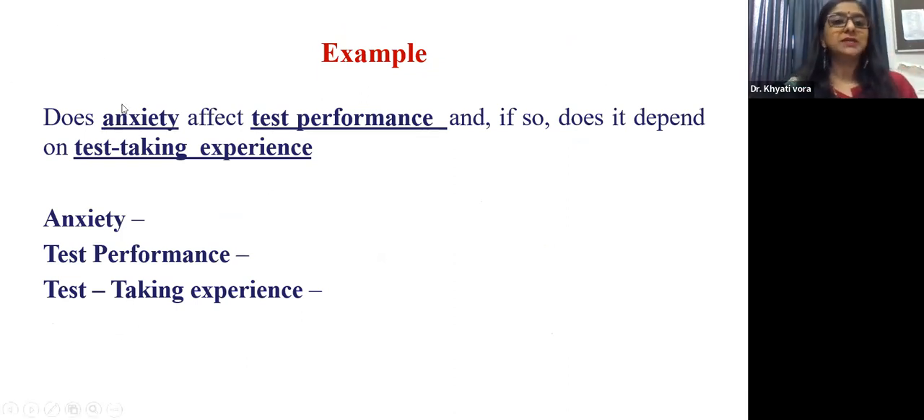Correct? So does anxiety affect test performance, and if so, does it depend on test taking experience? Now we are working on examples. I want to know the relationship between these three variables: anxiety, test performance, and test taking experience. How am I going to understand these variables? Can anyone tell me about the structure of variables here, which is independent, which is dependent, and which is mediating. First I want to know only the answer for the independent variable. Among these three, which is the independent variable?